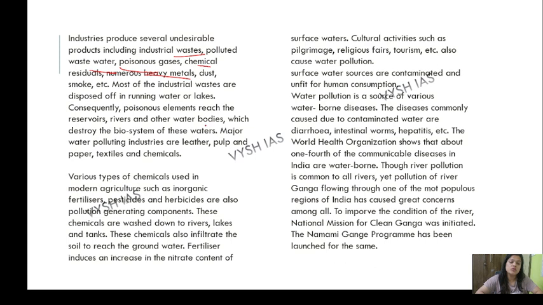We know that most of the industries' waste is disposed of in running water and lakes. Consequently, poisonous elements reach the reservoir. So there's a circle. You must have read about the water cycle.